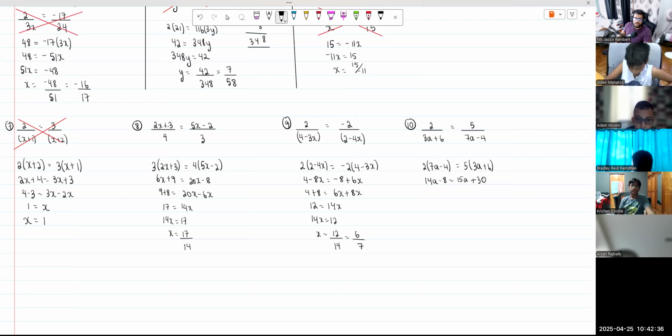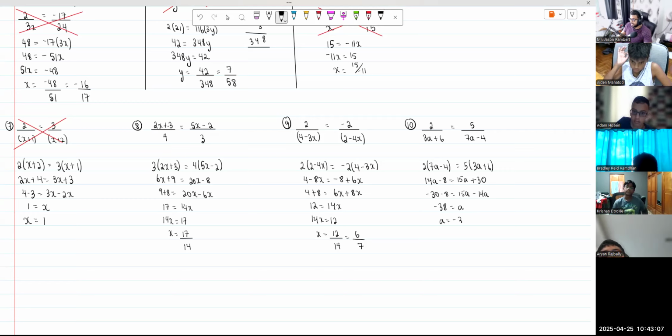If you move the 15a to the left, that is possible, no problem with that. But I'd rather move the 14a to the right to get rid of all the negatives in front of the variables. If I move the 14a to the right, I'll move the 30. So I'll get minus 30 minus 8 is 15a take away 14a. I get minus 38 is equal to 15 take away 14 is 1, which is a. And that's the answer. a is negative 38.